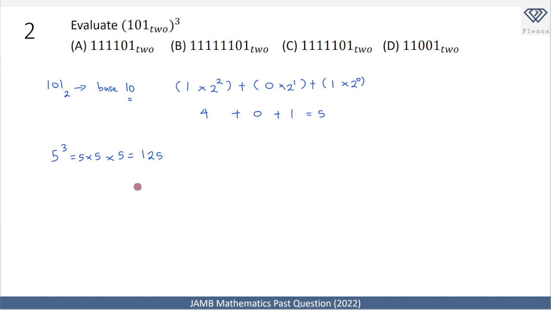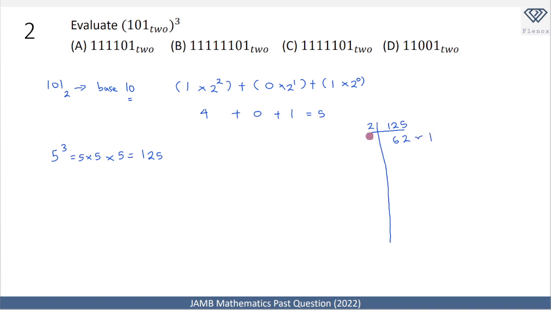But what we have to do now is convert 125 back to base 2. And when we do that, we do a long division. So when we do our long division, we just divide by our base of 2. So we know that 125 divided by 2 is going to be what? It's going to be 62 remainder 1.